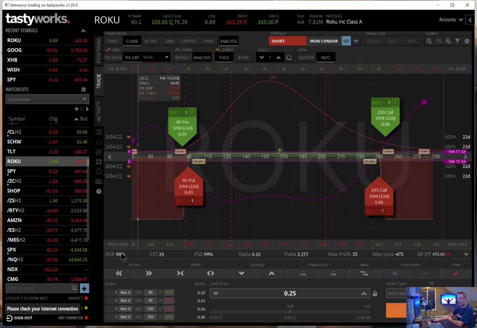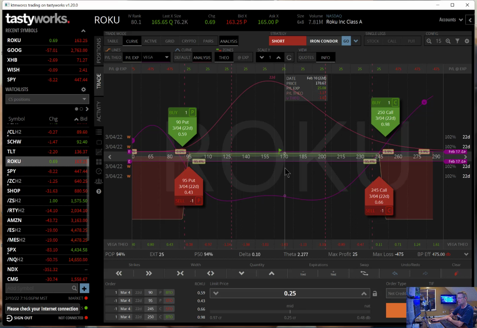If you look at the probability of profit on this trade based on standard deviations and implied volatility, it tells us that you've got about a 94% probability of success with this trade. Now, that's pretty good. That means if you do 100 of these trades, statistically 94 out of 100 are going to make you money. So that's great.